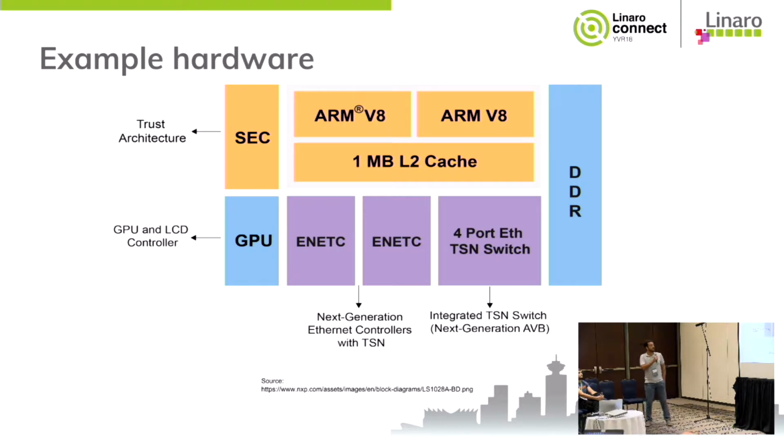This is one example of hardware that you might have. As you can see, there are two Ethernet controllers that are TSN capable, and there's another 4-port switch. This can be any combination of what you're seeing. You might only have one Ethernet controller, or two Ethernet controllers, or all of them present on the system, or only the switch. So the first question that comes to mind is, how do I configure all of these? Because it's probably not going to be based on the same driver.